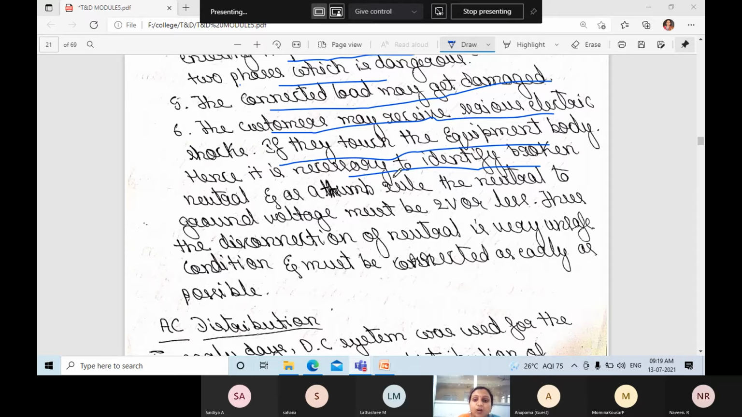It is necessary to identify the broken neutral. As a thumb rule, the neutral to ground voltage must be 2 volts or less.